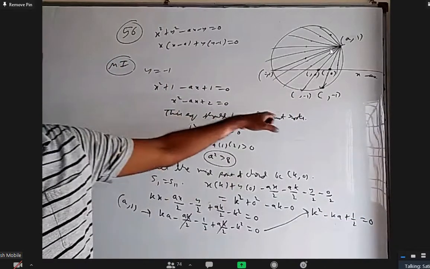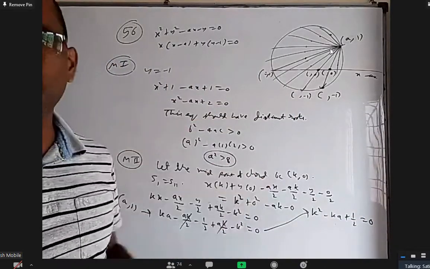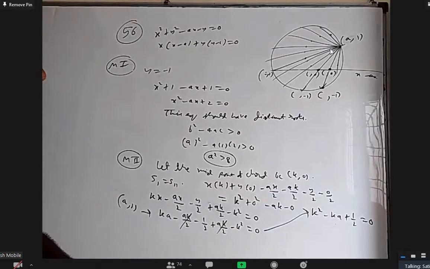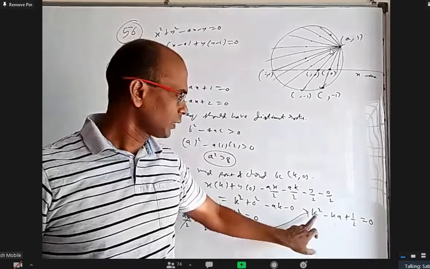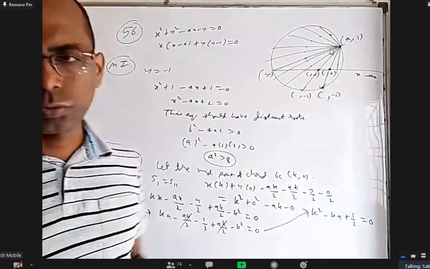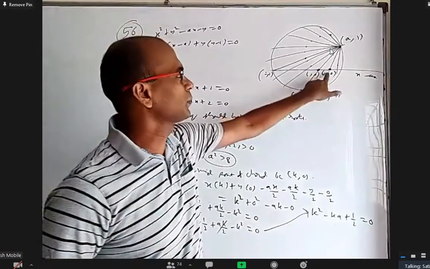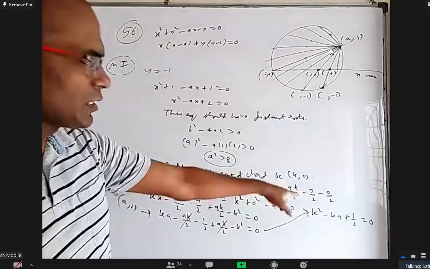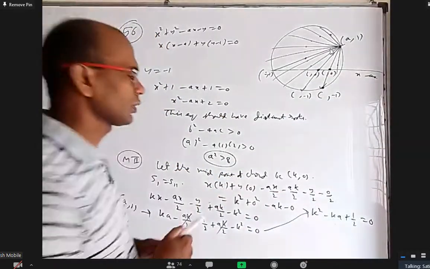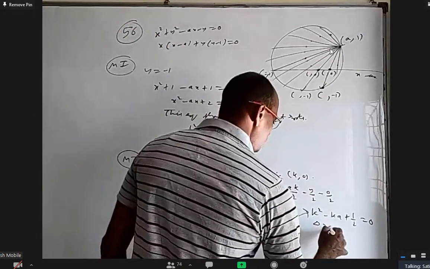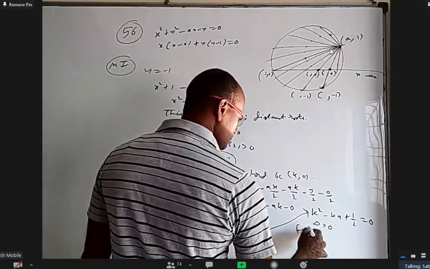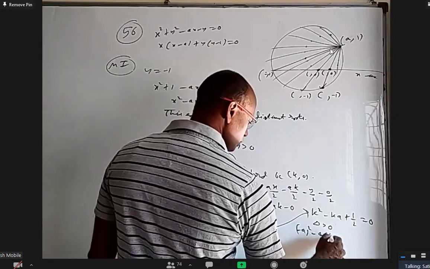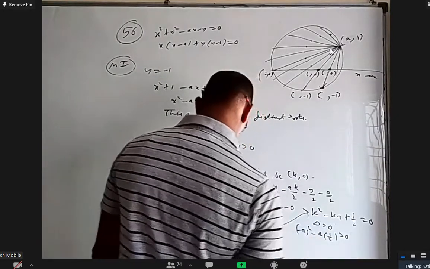Actually, this is very easy, but still, for some other question, this method may be more useful. That's why I'm telling. So this is a quadratic equation. If I solve this, I'll get two values of k, one for this point, one for this point. That means this quadratic equation should have distinct roots. So here also delta should be greater than 0. That is, minus a whole square minus 4 into 1 by 2 should be greater than 0.